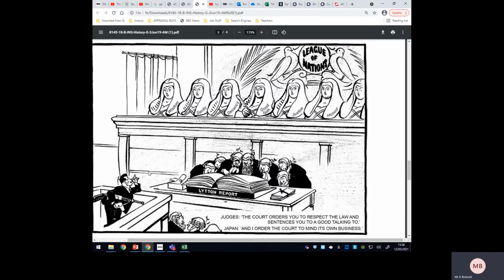Why is Japan thumbing his nose? Yeah, because the League can't do anything. It's like, I don't care what you come up with. You can morally condemn me and we're just going to leave the League of Nations. You can impose economic sanctions, but their main trading partner is America, so it wouldn't work. So Japan is showing contempt for the judges. Whilst, what are they scrambling over here? Yeah, absolutely. They're trying to scramble through the Lytton report to try to pin something on Japan.